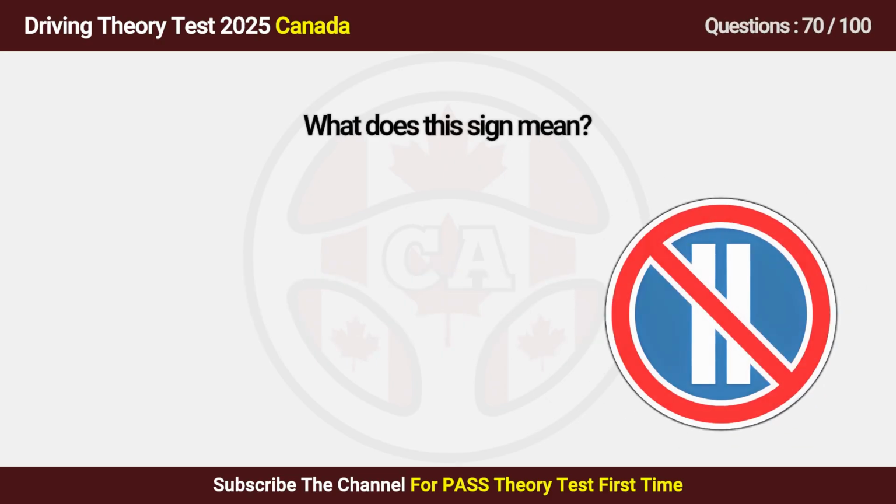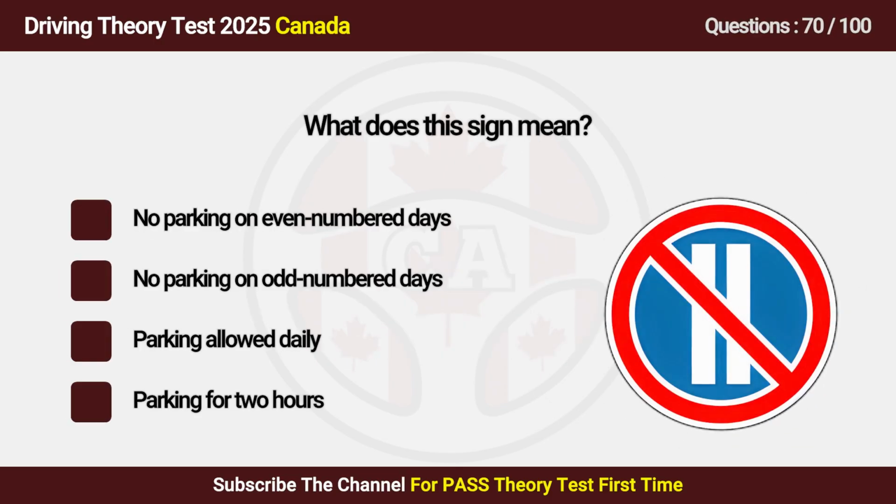Question 70. What does this sign mean? A. No parking on days. B. No parking on days. C. Parking allowed daily. D. Parking for 2 hours.